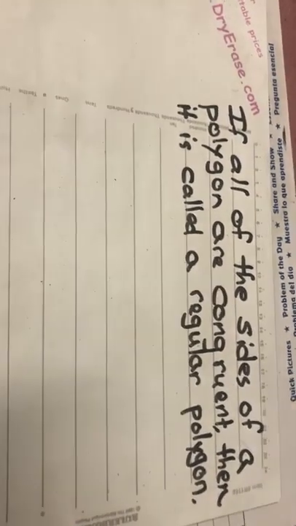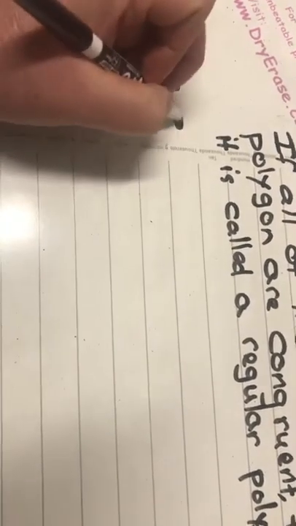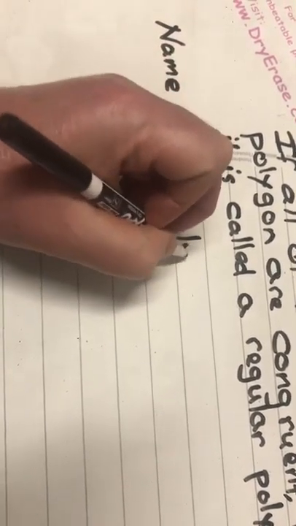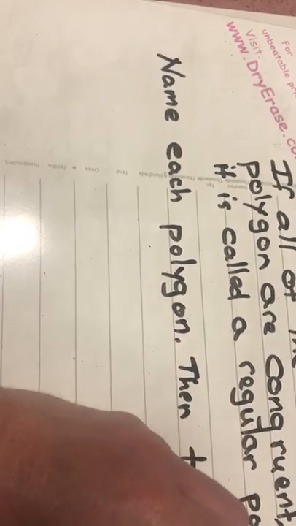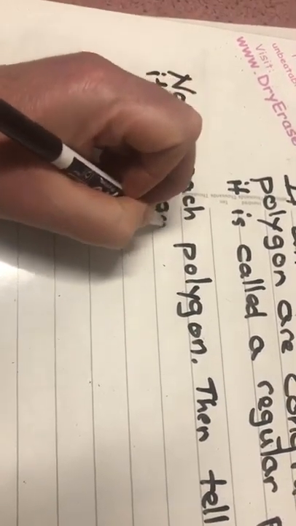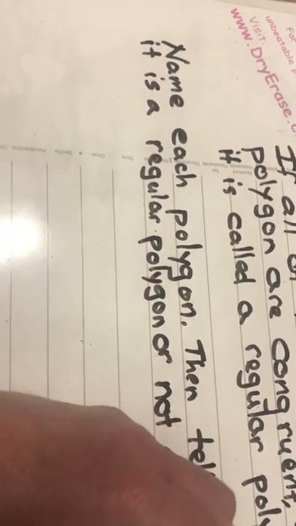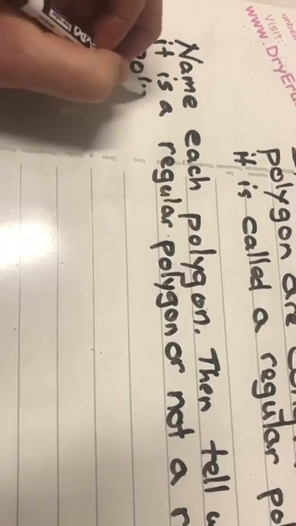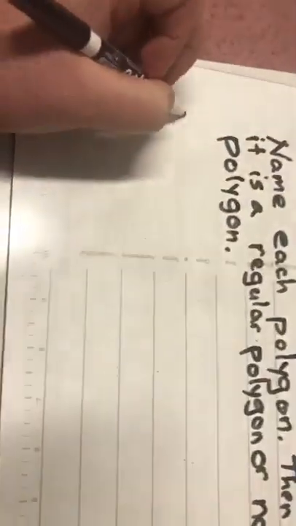Okay, so this is what's happening here in your assignment today. To start with, it's going to tell you to name each polygon, then tell whether it is a regular polygon or not a regular polygon. All right, so let's start. Number 1.